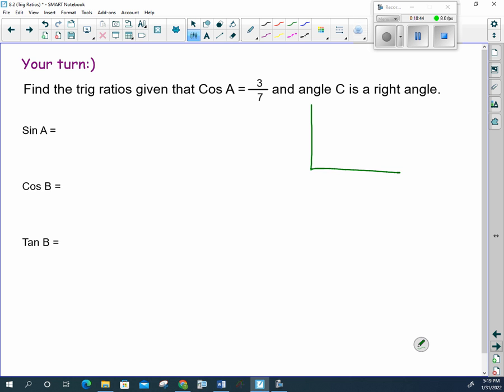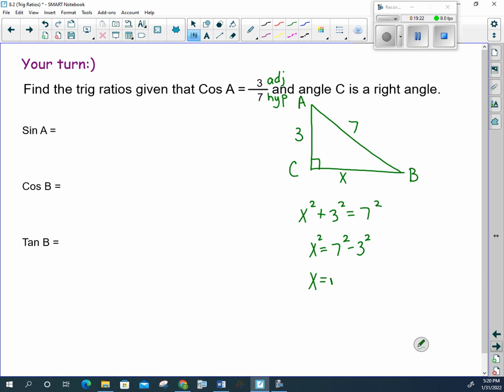Okay, find the trig ratios given that cosine A is 3/7 and C is our right angle. Okay, so let's just go ahead and draw that. So here's C, and then cosine is adjacent, and this is hypotenuse. So let's put A right here, and I'll put B right here. So 3, 7. So this one is not a Pythagorean triple, so I'm going to have to do the Pythagorean theorem to find that missing side.